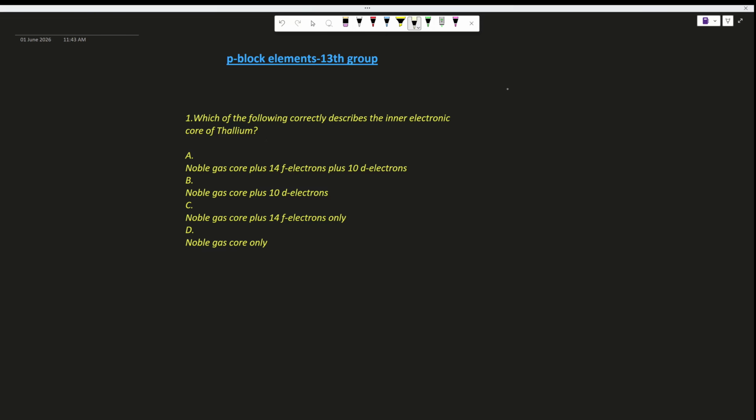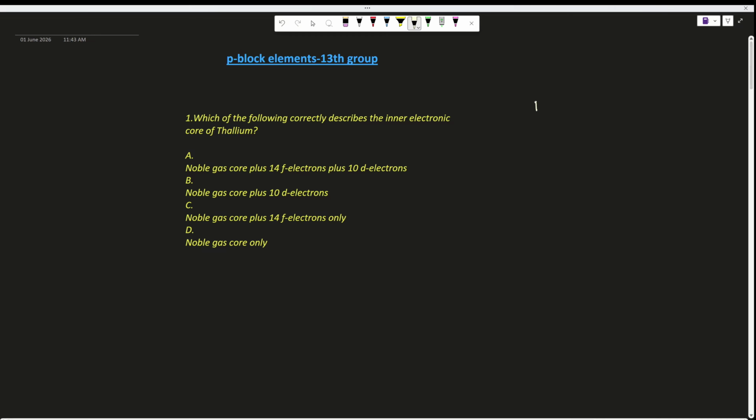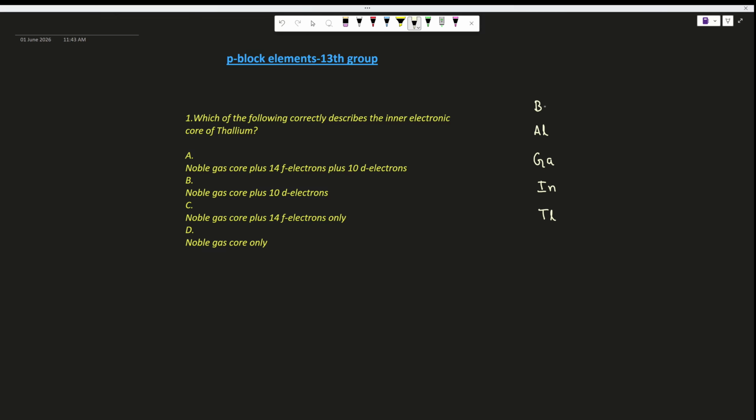We are discussing the 13th group. In the 13th group, we have boron, aluminium, gallium, indium, and thallium. That means thallium is the last element, right? Up to aluminium, you don't have any d electrons, only s and p electrons. Whereas when you take gallium, you will have d electrons. So this is the last element we have, thallium.